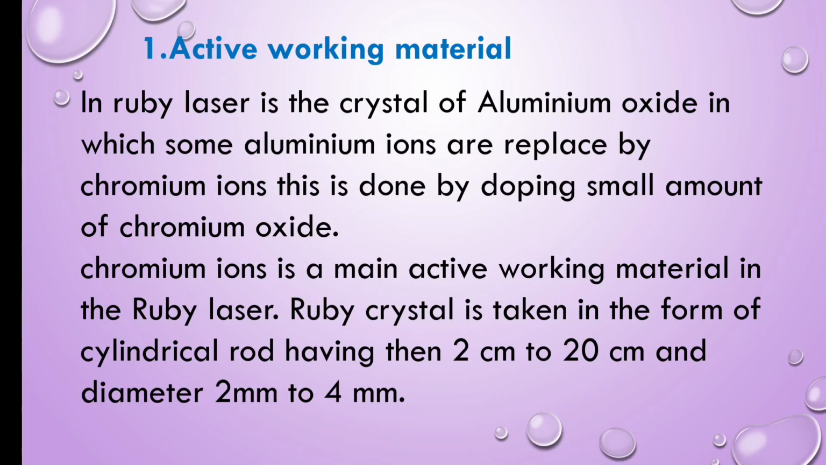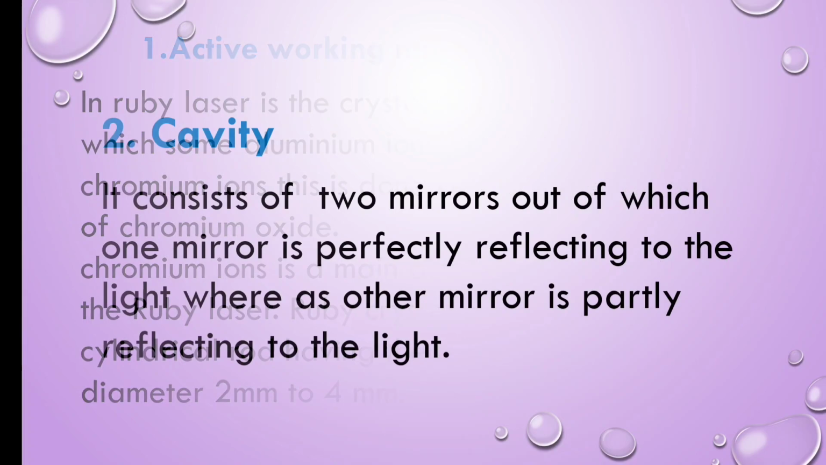Ruby crystal is taken in the form of a cylindrical rod having 2 cm to 20 cm length and diameter 2 mm to 4 mm. It means the ruby rod is made up of aluminum and chromium oxide. Some of the aluminum ions in the aluminum oxide are replaced by chromium ions, and the chromium ions are the main active working material in the ruby laser. Generally, in a ruby laser, a ruby rod has length 2 cm to 20 cm and diameter 2 mm to 4 mm. Second is cavity.